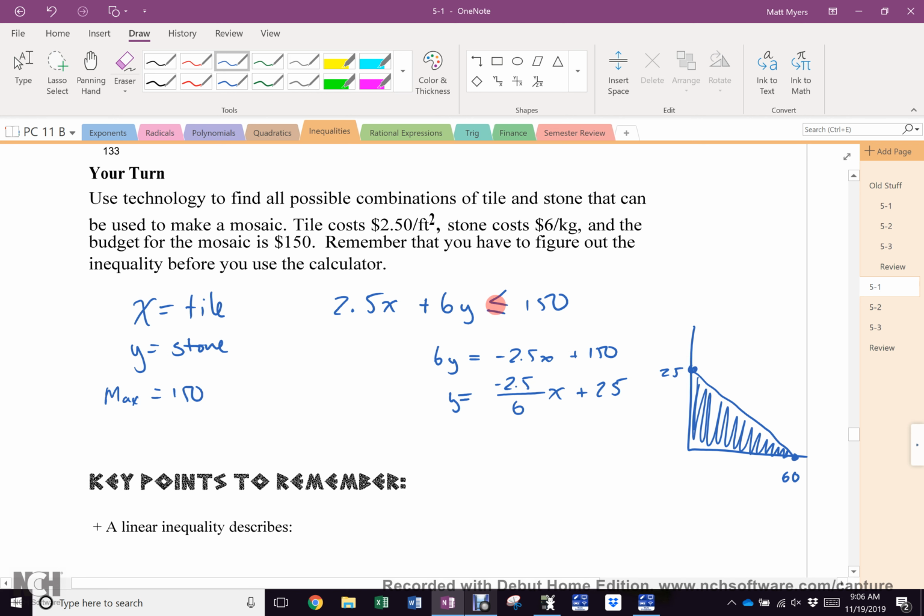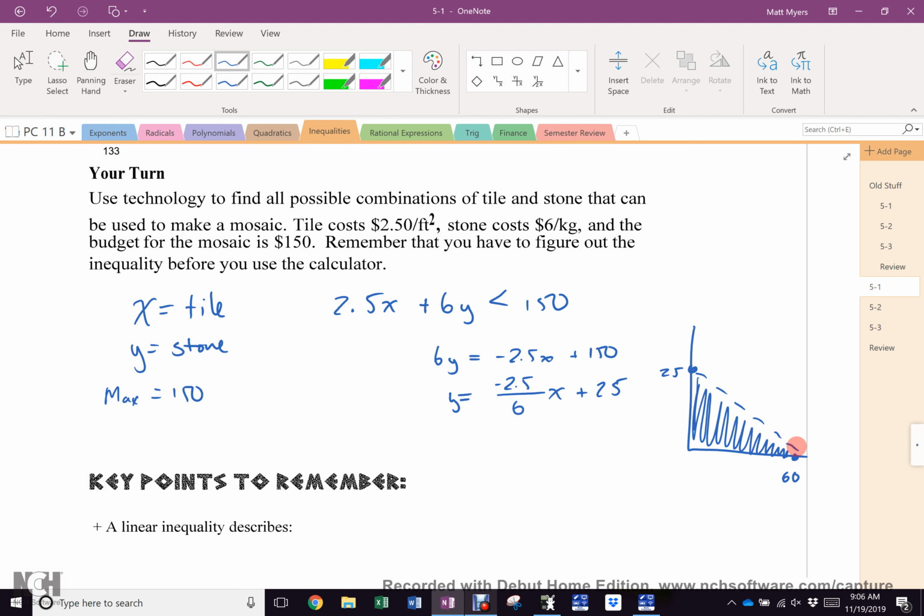So is this okay? What does it really need to be? Less than. Because I have to buy some of both. So if I was doing this on a pencil and paper, what would this line have to be? Dotted. Now your calculator doesn't show that to you. You have to know that.